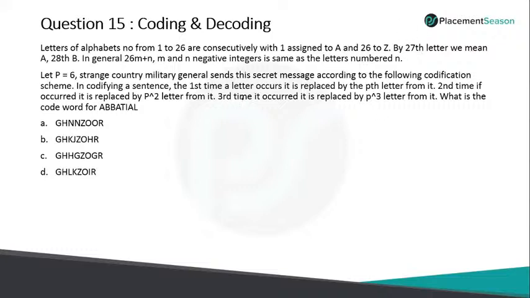By 27th letter we mean A, 28 is B, meaning again 1 to 26 for the letters 27th, 28th, likewise. A to Z, again A to Z, right? So in general, 26 M plus N, where M and N are natural numbers, is the same as the letter numbered N. Very simple. If you get number 30, till 26 I know it is Z. Again, 27 is A, 28 is B, 29 is C, 30 is D. Likewise, we have to get it.